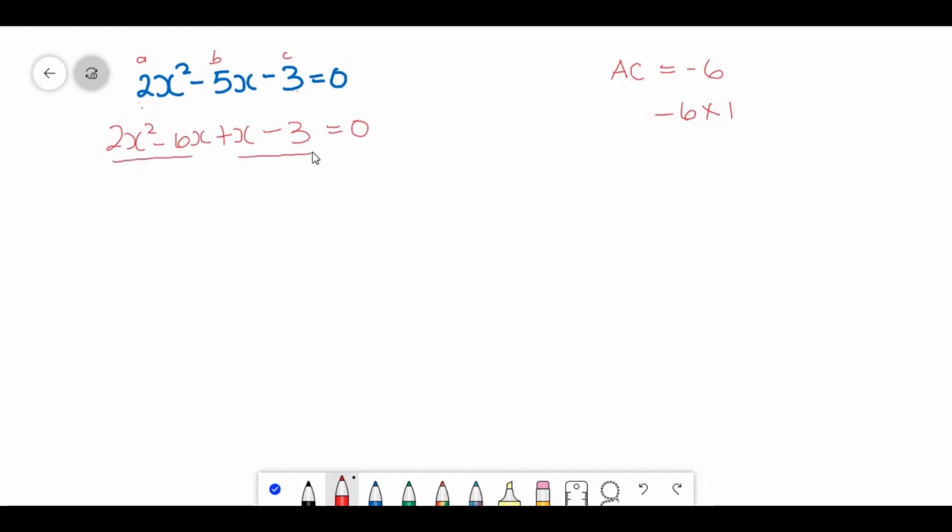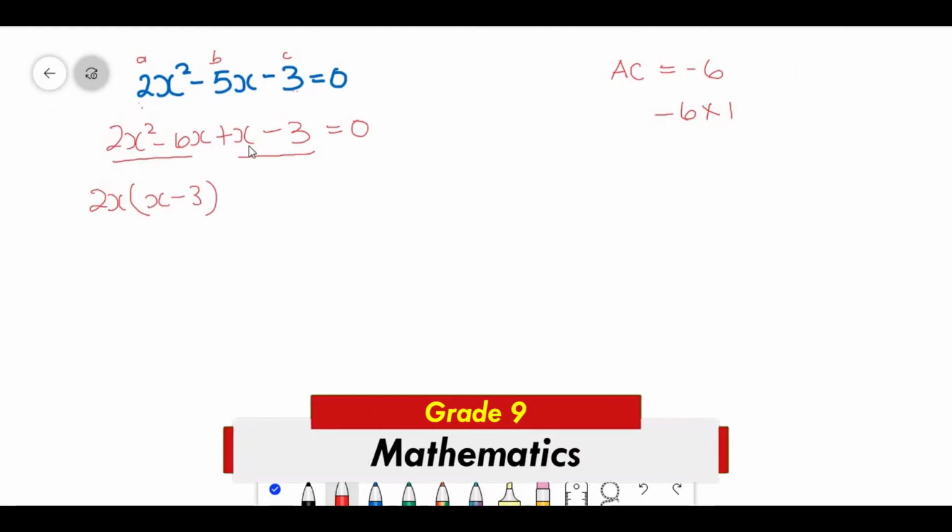Group them, first pair, second pair. So the first pair, we have 2x squared minus 6x. We could take out 2x. 2x squared divided by 2x would just give us x, and negative 6x divided by 2x would give us negative 3. So we have 2x into x minus 3.